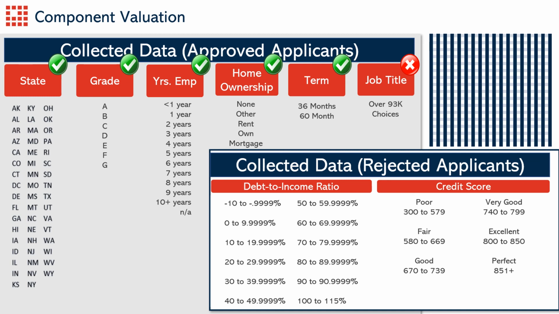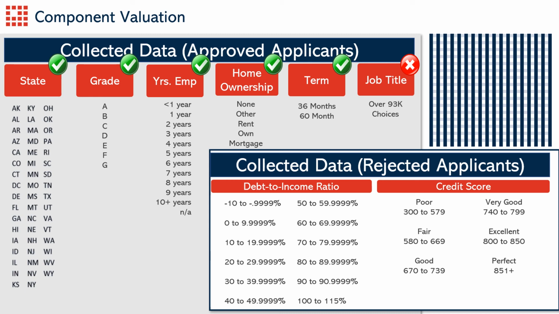Term. All loans have either a 36 or 60-month term with fixed interest rates and equal payments. Job title. Remember, job title is a user-driven field and not a standardized selection. For this reason, and to increase model accuracy, job title is omitted from analysis. Also, in this particular data set, the job title data submitted was actually the employer name.